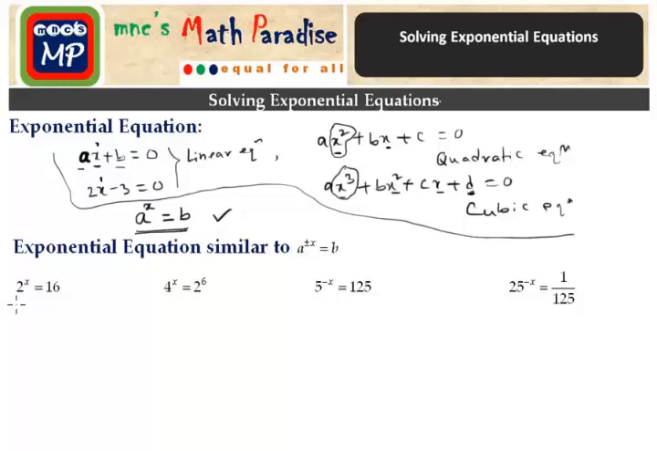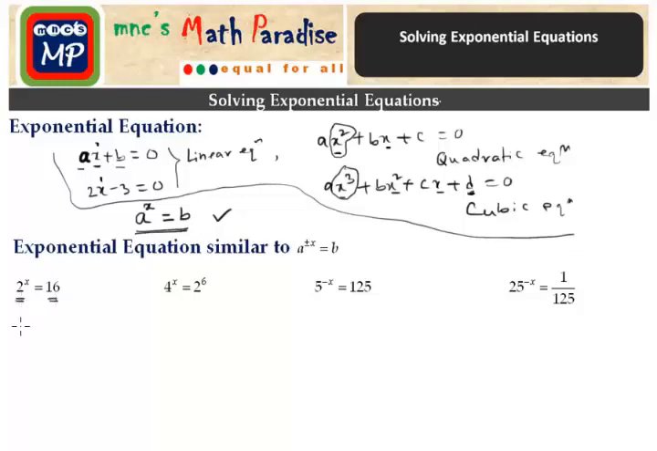For example, here 2 to the power x equals 16. Here the base is 2, power is x, so this is an exponential equation. Now to solve this kind of equation, we need to convert this value so that it is represented with the same base as the exponent. Here x is the power, base is 2, so we need to convert this value into the index form where the base will be 2.